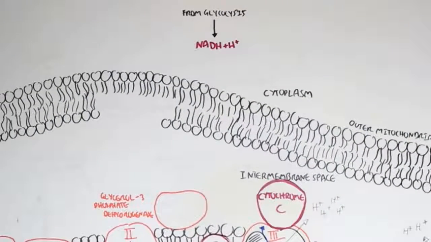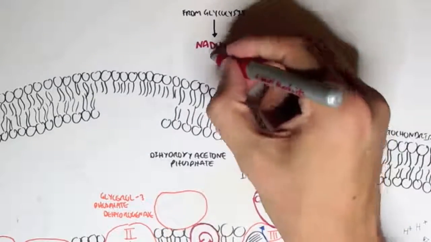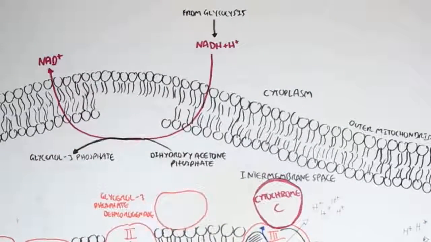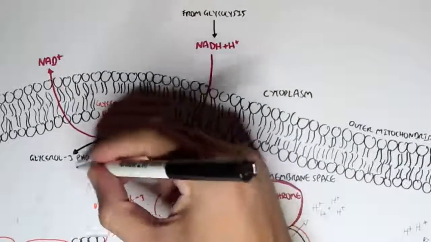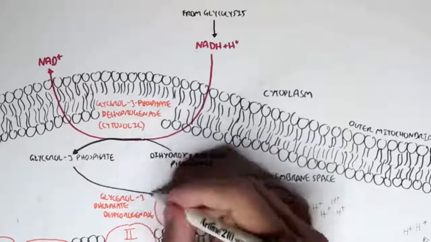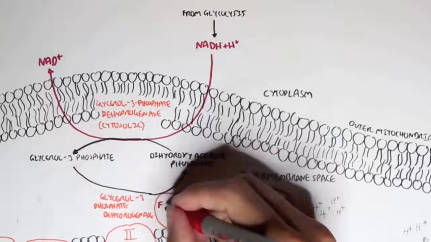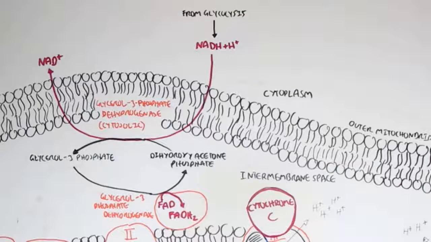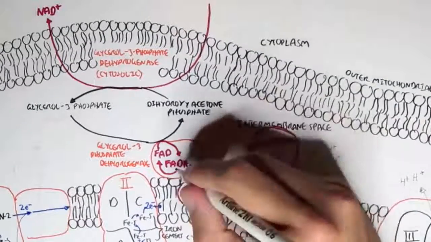NADH is brought into the electron transport chain when it reduces dihydroxyacetone phosphate into glycerol 3-phosphate with the enzyme cytosolic glycerol 3-phosphate dehydrogenase. And so now we have glycerol 3-phosphate with the 2 electrons, you can say. Now glycerol 3-phosphate will then be oxidized by the same enzyme, except the mitochondrial one, glycerol 3-phosphate dehydrogenase. And during this process, FAD is reduced to FADH2. And FADH2 is what provides the electrons to ubiquinone, converting it to ubiquinol.